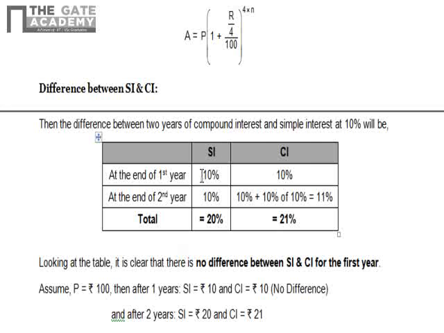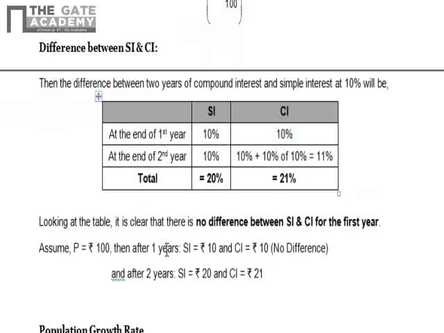Suppose there is one amount and the rate is 10%. In the first case we are taking simple interest, and in the second case we are taking compound interest. So after the first year, the simple interest will be 10%, and the compound interest will also be 10%. If you take, suppose, a principal amount of 100, then at the end of the first year, in both cases, the final amount will be 110 rupees.